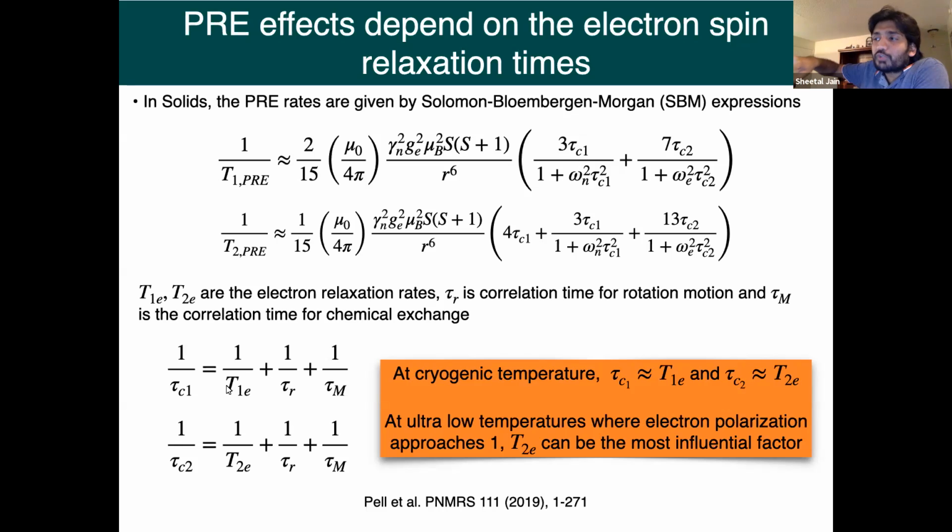Which means that if we go to low temperature, the rotational correlation time and the chemical exchange correlation times become irrelevant because they are too long. And the dominating factors in the correlation times become the electron spin relaxation times. In fact, there are studies showing that if you go to really low temperature, where electron spin polarization tends to be close to 1, then it's the T2 of the electron spins that becomes the most influential factor. So then the question is, are we changing the relaxation times by irradiating the microwaves on the electron spins?